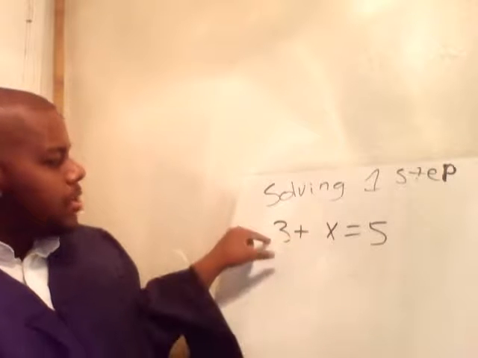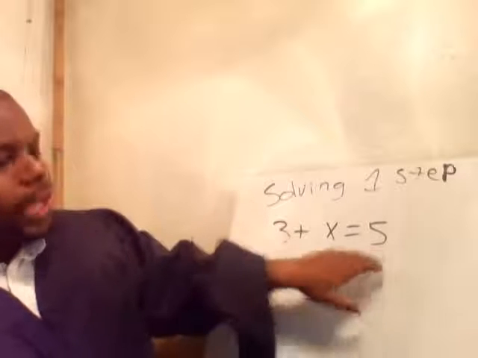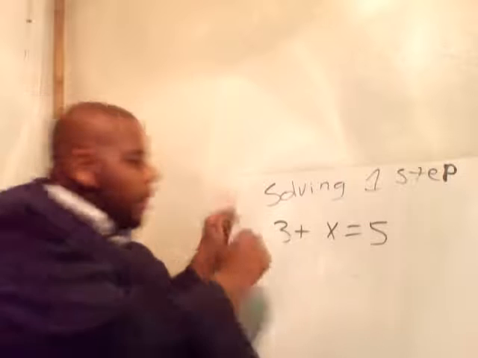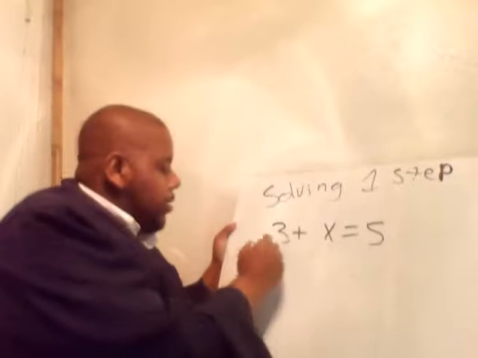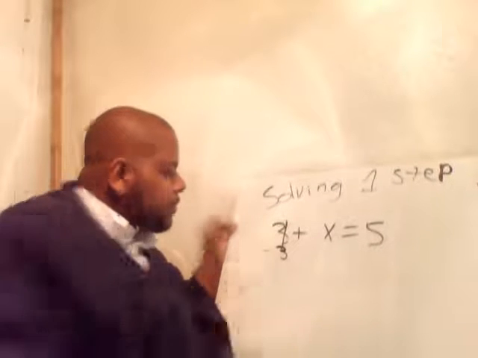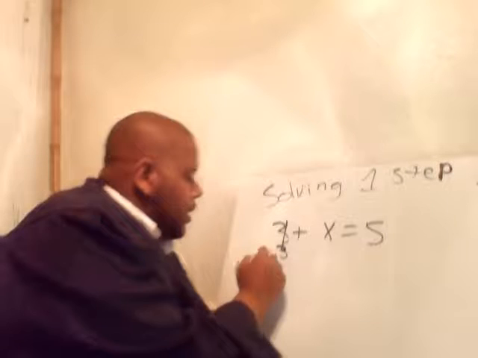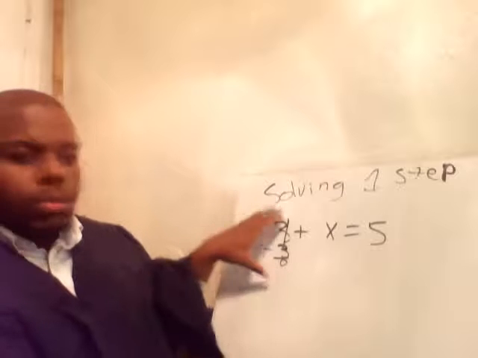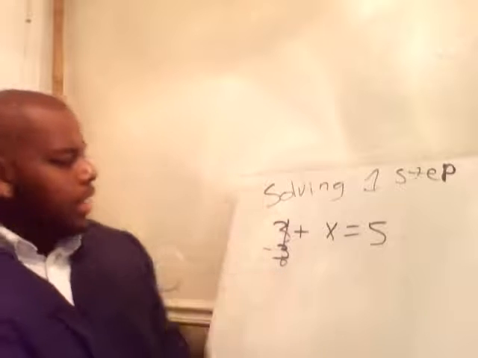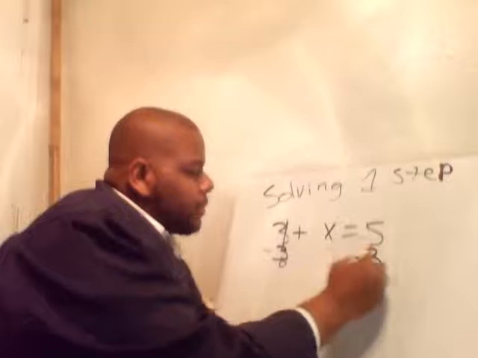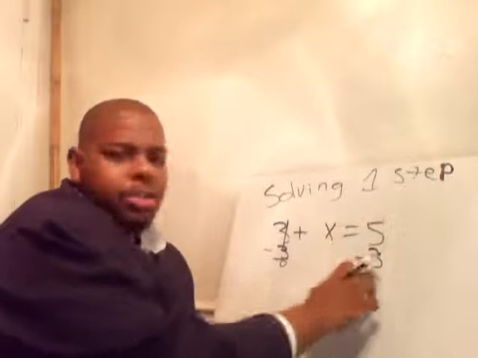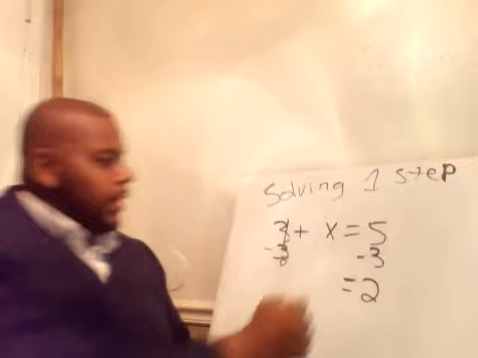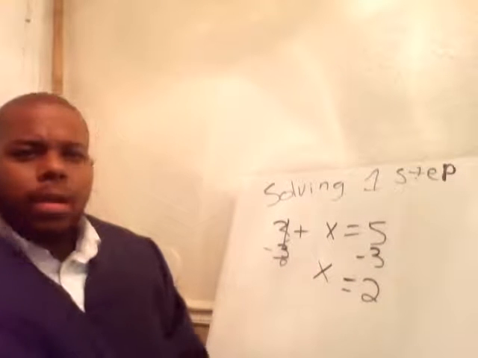So to get that, I have to take this 3 away and move it over here to get this x by itself. So I have to do the inverse. I have to work backwards. So I have a positive 3. To make it equal 0, I have to subtract 3 from both sides. So 3 minus 3 equals 0. The golden rule of equations is that whatever you do to one side, you must do to the other side. So I'm subtracting 3 here. 5 minus 3 equals 2. And what I have left on this side is x. So x equals 2. Are we correct?